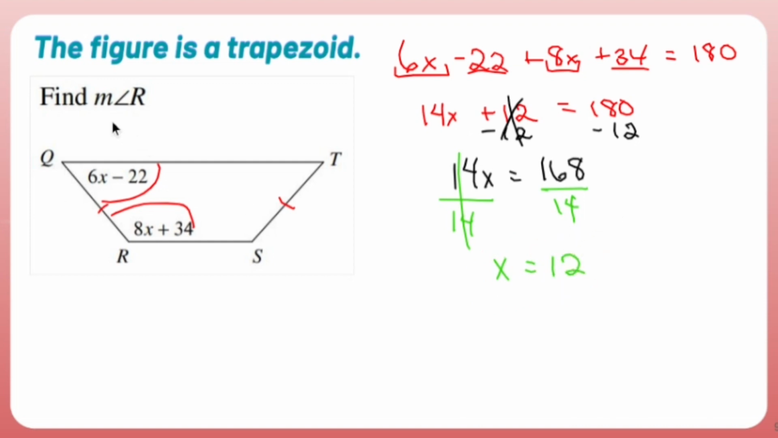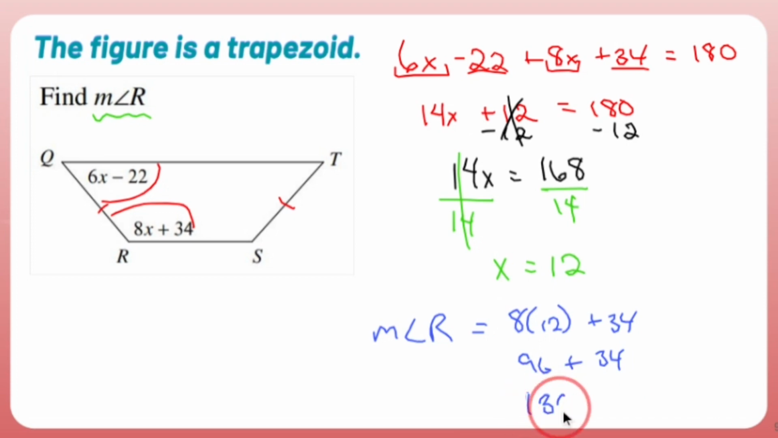Wrong. It's not asking for x. It's asking for the measure of angle R. And the measure of angle R is 8x plus 34. X is 12. So the measure of angle R is 8 times 12 plus 34. 8 times 12 is 96. 96 plus 34 is 130. So the measure of angle R is 130 degrees.